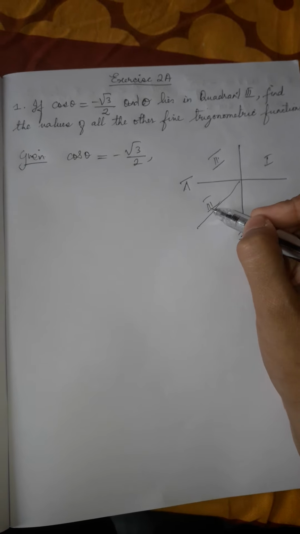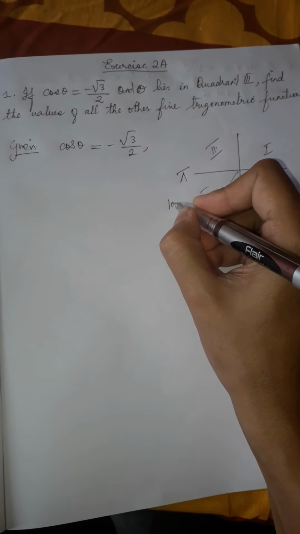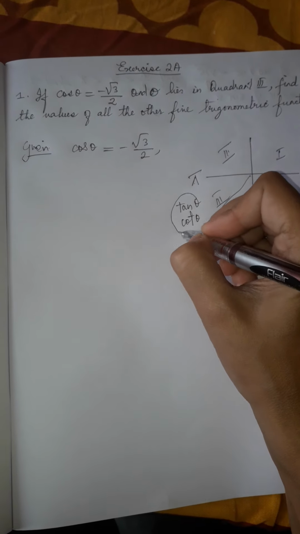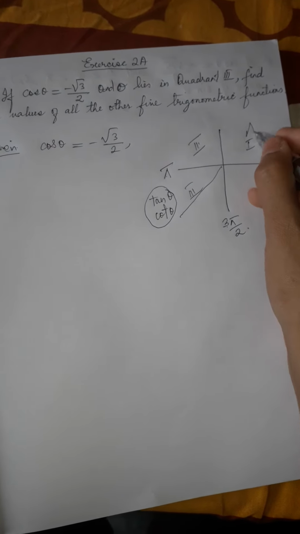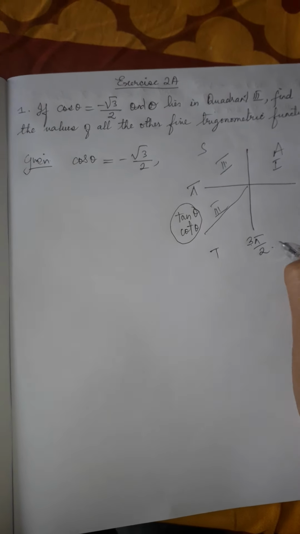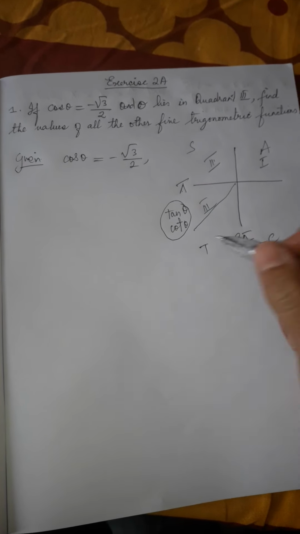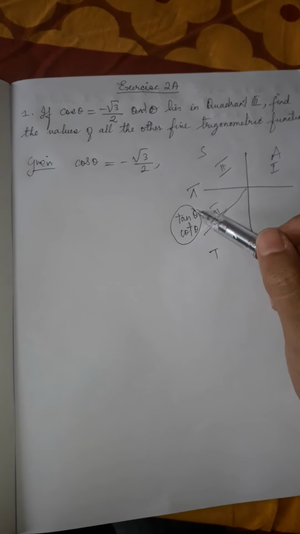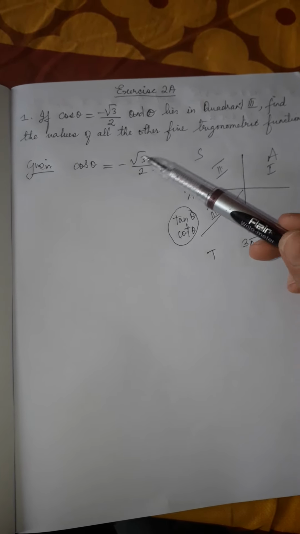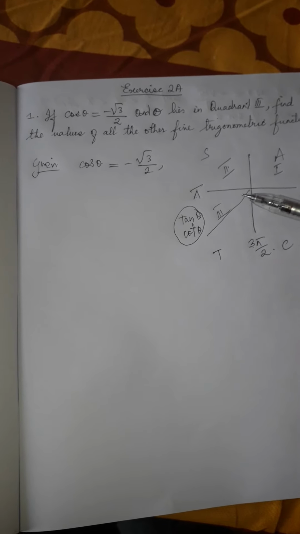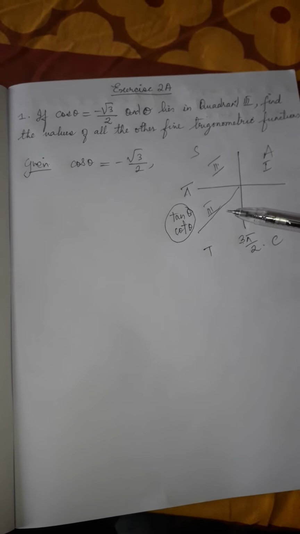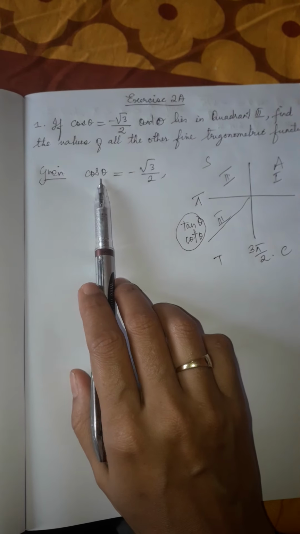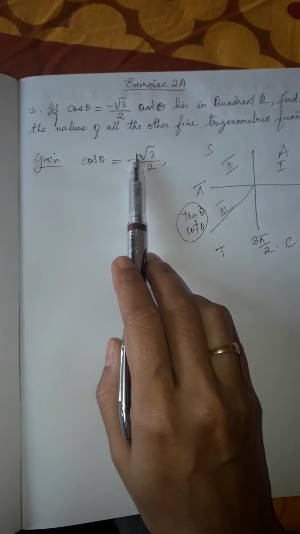So here in the third quadrant, we know what is positive. Tan theta will be positive, cot theta will be positive. We know ASTC: all, sine, tan, cos. So in the third quadrant, tan theta and cot theta will be positive. All the others will be negative. Sine will be negative, cos theta will be negative, sec theta will be negative, and cosec theta will be negative.